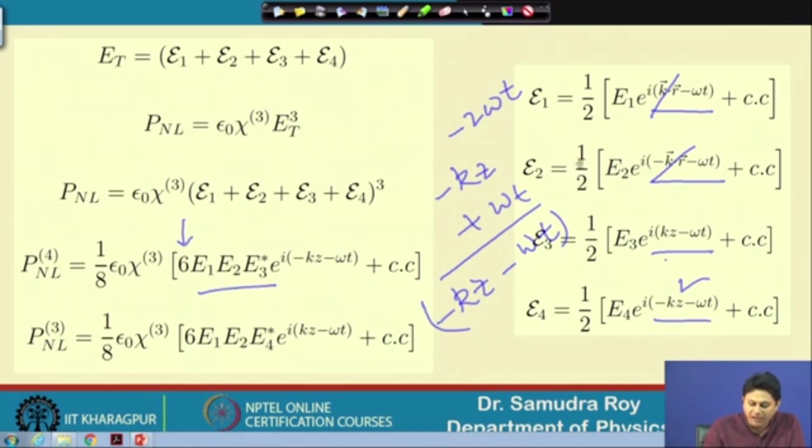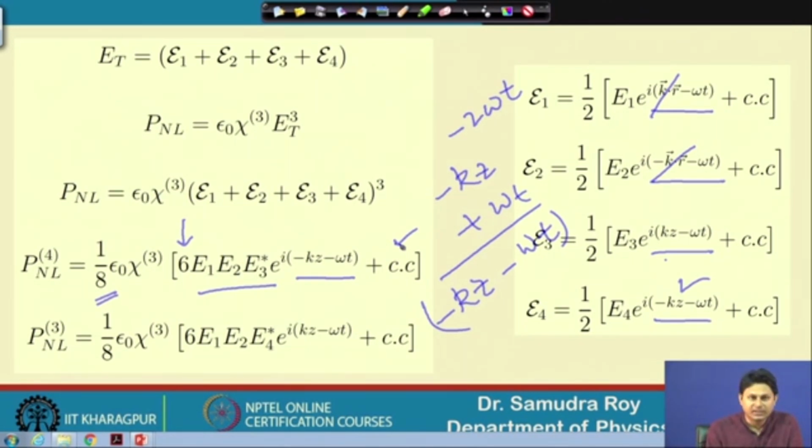All the fields have a half term with them. So, if I multiply 3 fields, 1 by 8 will be here and the phase will be sitting simply like this with a complex conjugate term. So, this is a very simple way to find out the P nonlinear 4. I believe you can easily find out, if you are given a different kind of phase, you can readily find what should be the value.